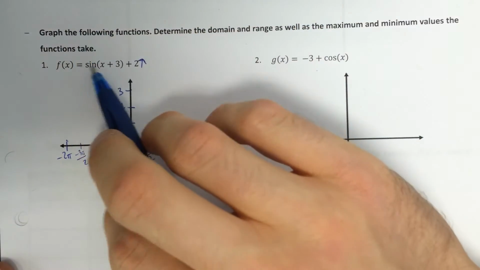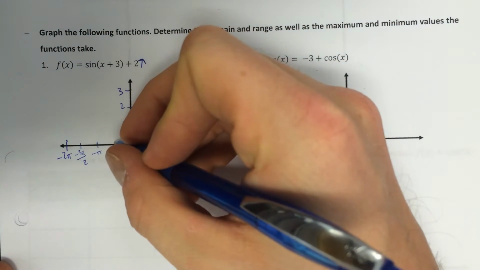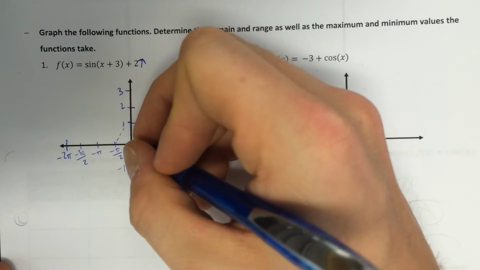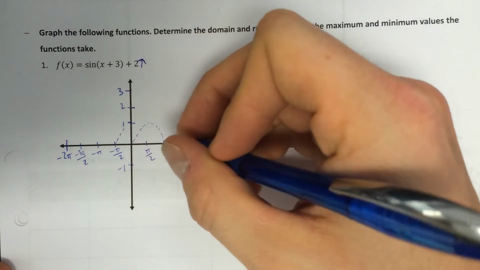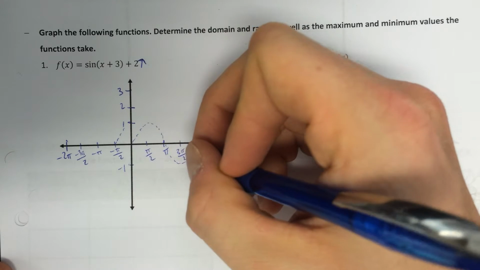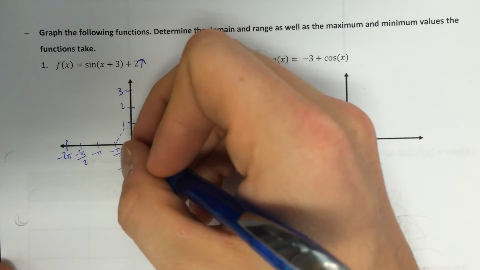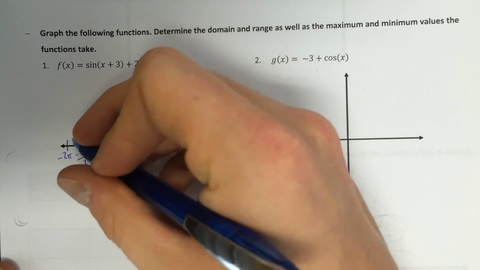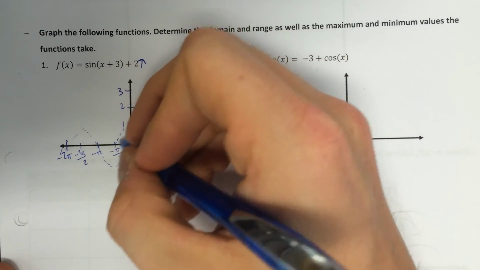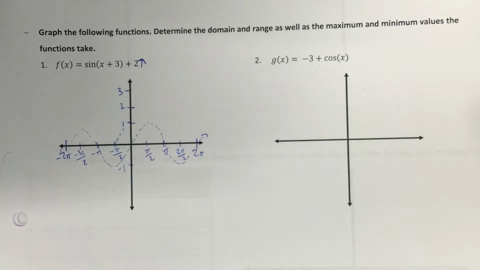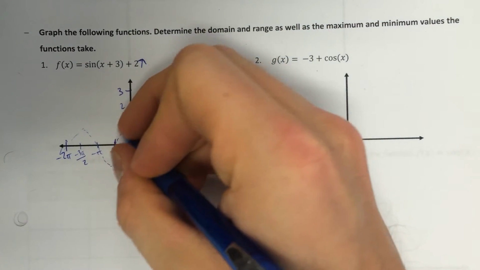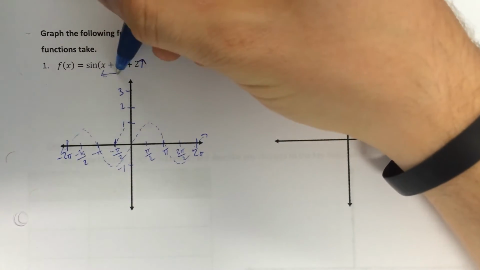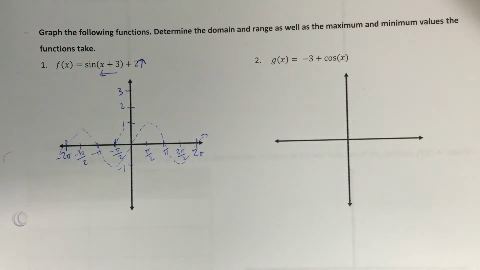So I'm going to go ahead and draw the parent function for sine. I'm going to do that with a dotted line. Dotted line here. There we go. So our parent function for sine, quote unquote, starts at 0. So just ignore that piece. Excuse me. So we can just ignore that piece. And now I'm shifting to the left 3 units and up 2.